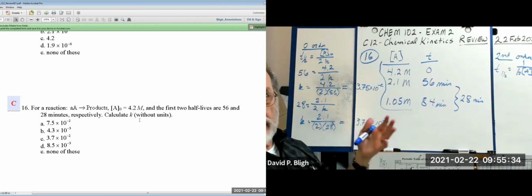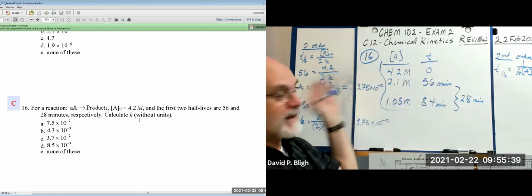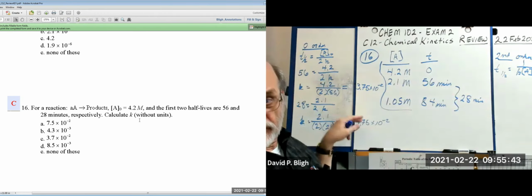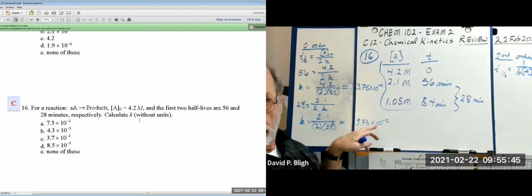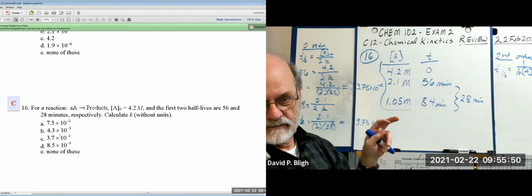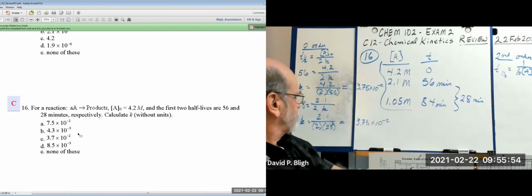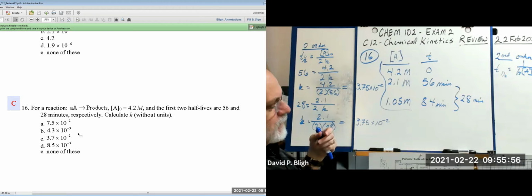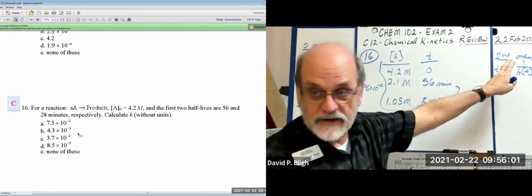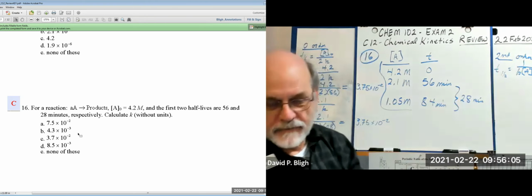Now, logic would have it that you can't have both. It can't be zero order and second order. So you can stop there. You got your answer, right? And that's why the answer is C. Rounding error, 3.7 times 10 to the minus 2. Pick the best answer. But if we did that calculation, we'd find out that the K for this one for one half-life is different than the K for the other half-life.